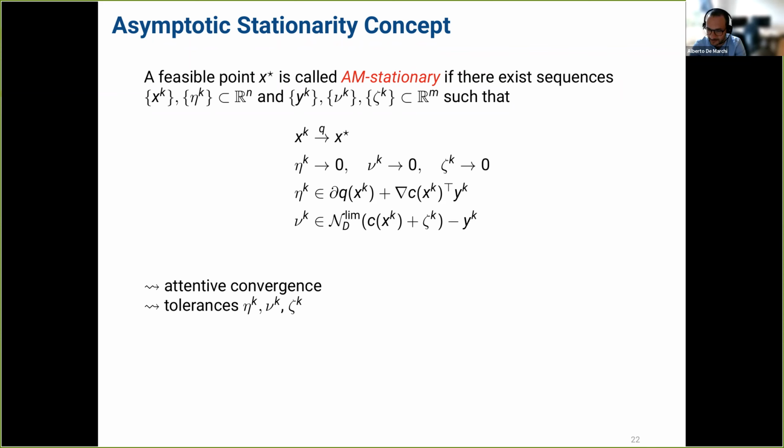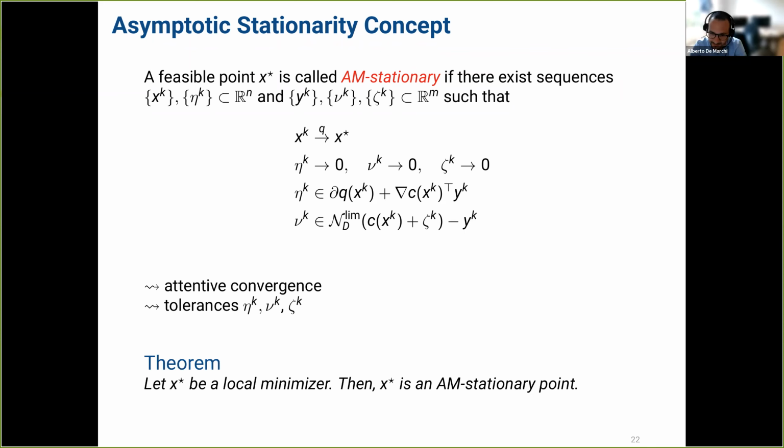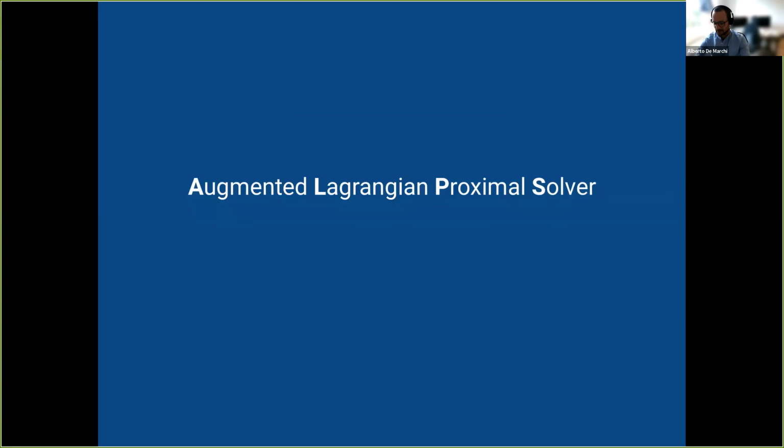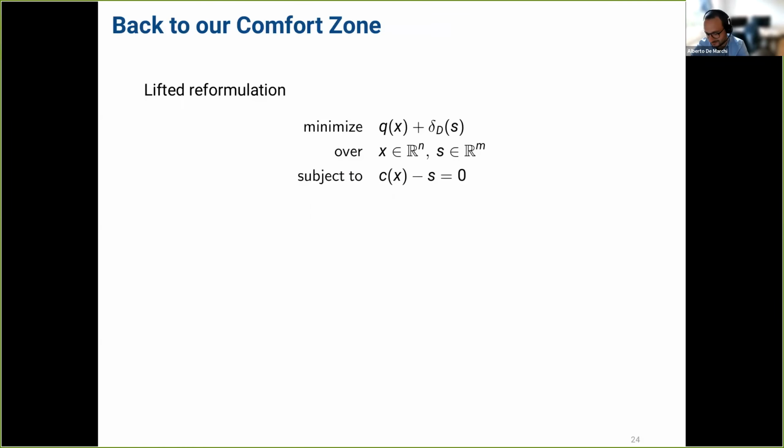Yes, and we have the theorem that if x star is a local minimizer for our constraint structure problem, then x star is an asymptotic M-stationary point. So say this definition makes some sense. Okay, and now we have this characterization of the problem class that we want to deal with, and I move on to the algorithms to find meaningful candidates for our solutions.